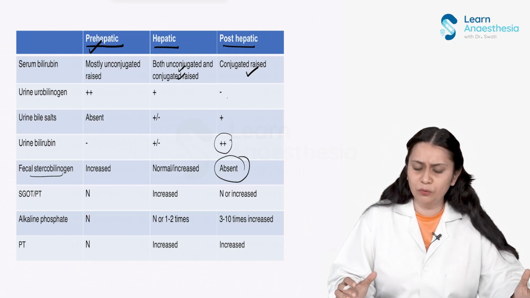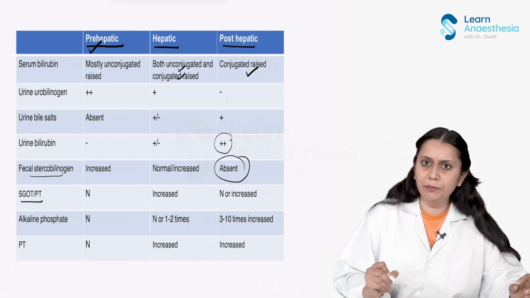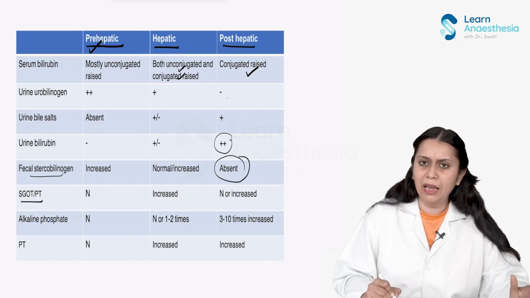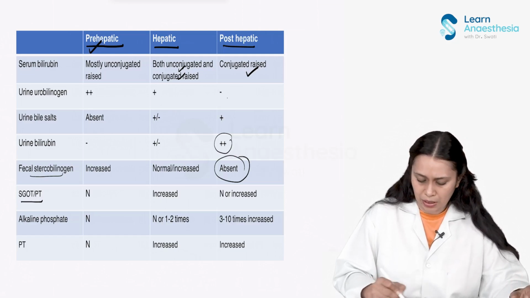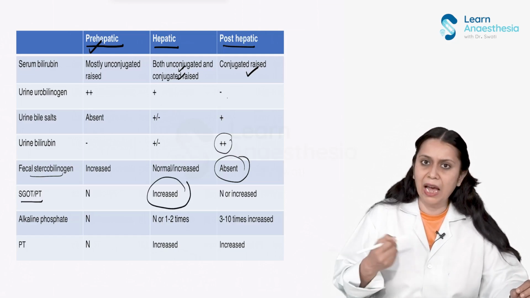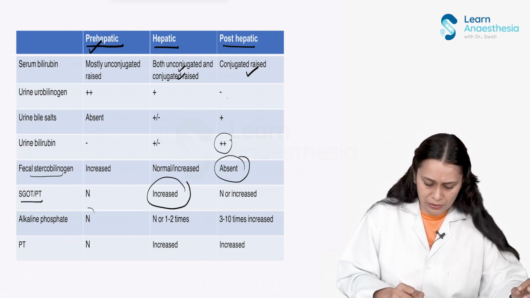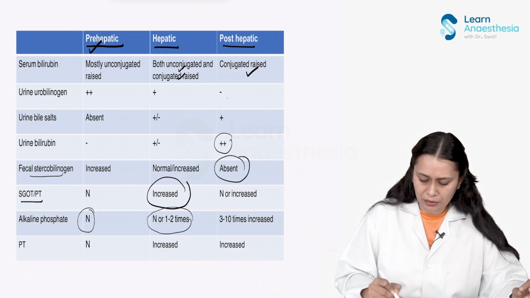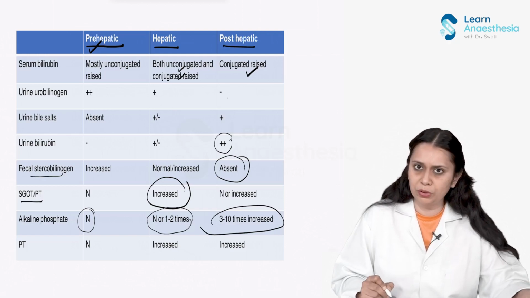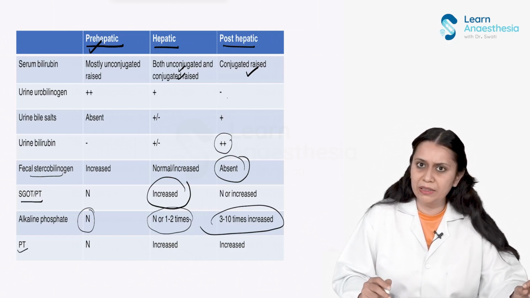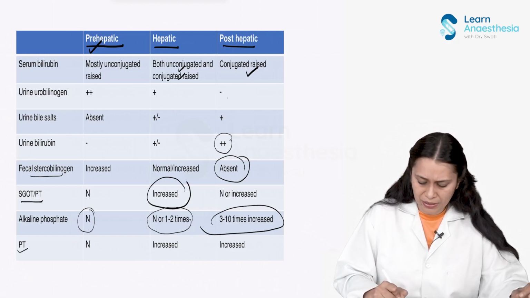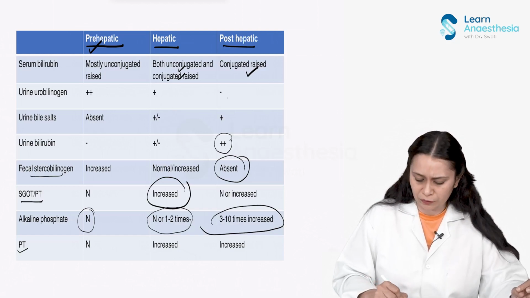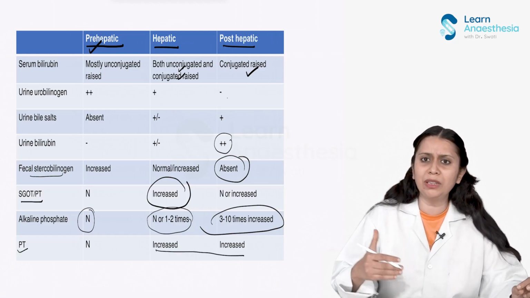Then some investigations would help us. SGPT will be normal in prehepatic and post-hepatic mostly, and in hepatic it will be increased. Alkaline phosphatase would be normal in prehepatic and hepatic, and very much increased in post-hepatic. Prothrombin time would be normal in prehepatic, and in hepatic and post-hepatic it would be increased because it tells us about the synthetic function.